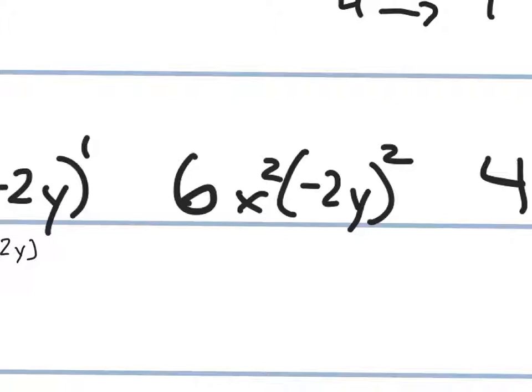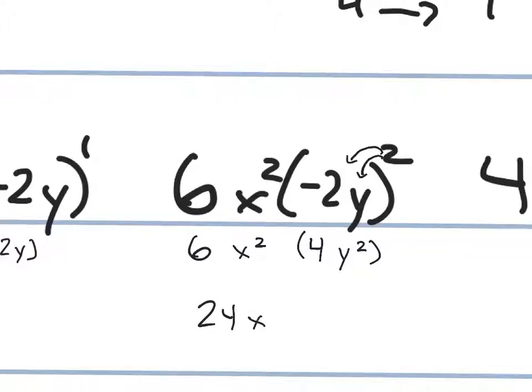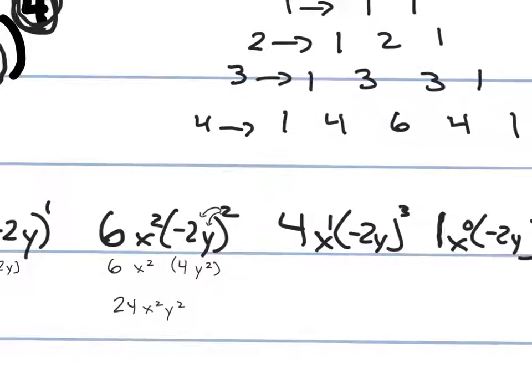Here, we've got 6 times x squared times negative 2y squared. Well, when we square the negative 2, we're going to get 4. And when we square the y, we're going to get y squared. So we get 6 times x squared times 4y squared. Well, 6 times 4 is 24, x squared, y squared. And it was positive this time because that negative 2 got squared.